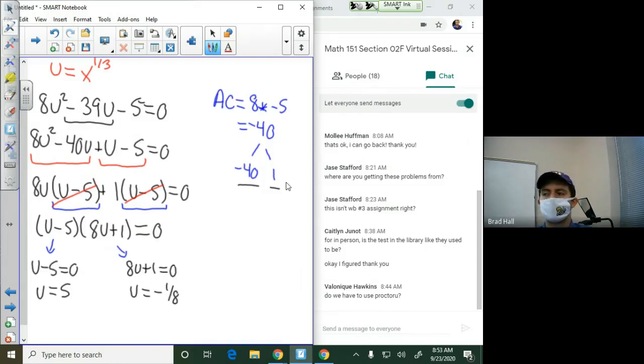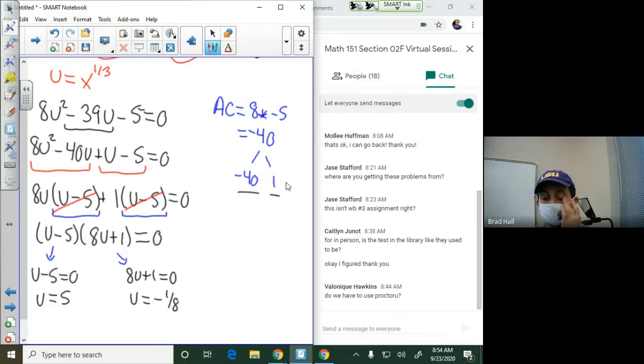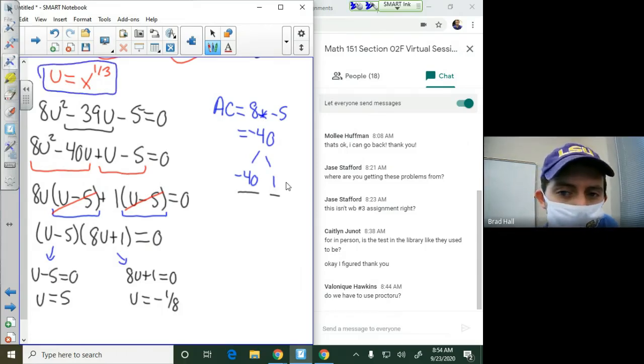You could have also used the quadratic formula if you wanted to for this whole problem. And you would have also obtained 5 and negative 1 over 8. So from here, we have u values, but we don't have x values. So that means the rule that we established, we need to bring that back.